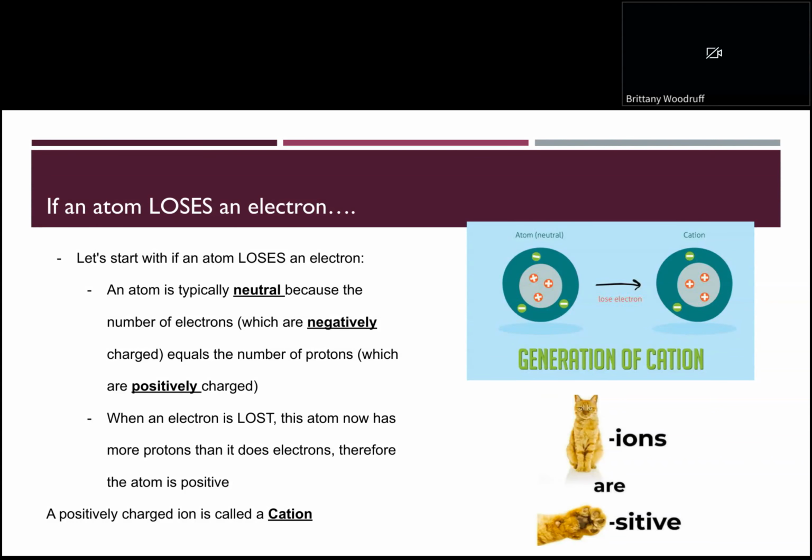Now, if an atom loses an electron, an atom at baseline has an equal number of electrons and protons, so it is neutral. If you lose an electron, electrons are what kind of charge? Negative. So if you lose that electron, your atom now has more protons than it does electrons, which means it is positively charged because you lost that electron.